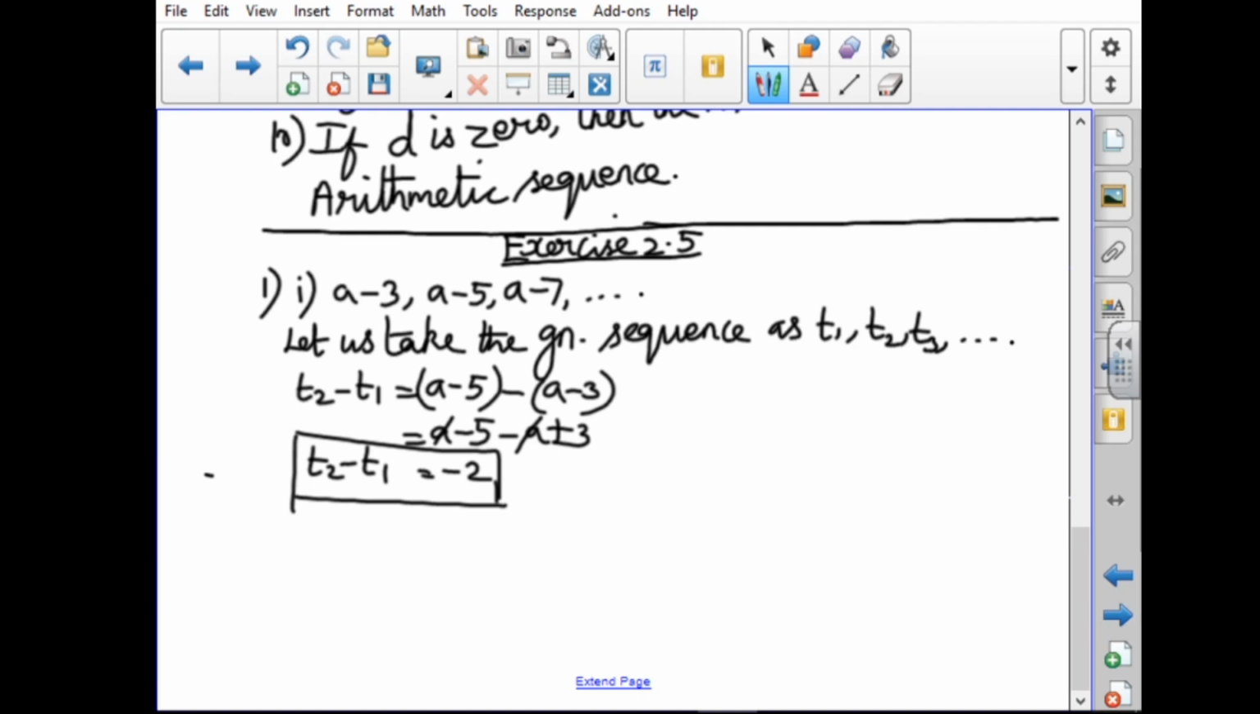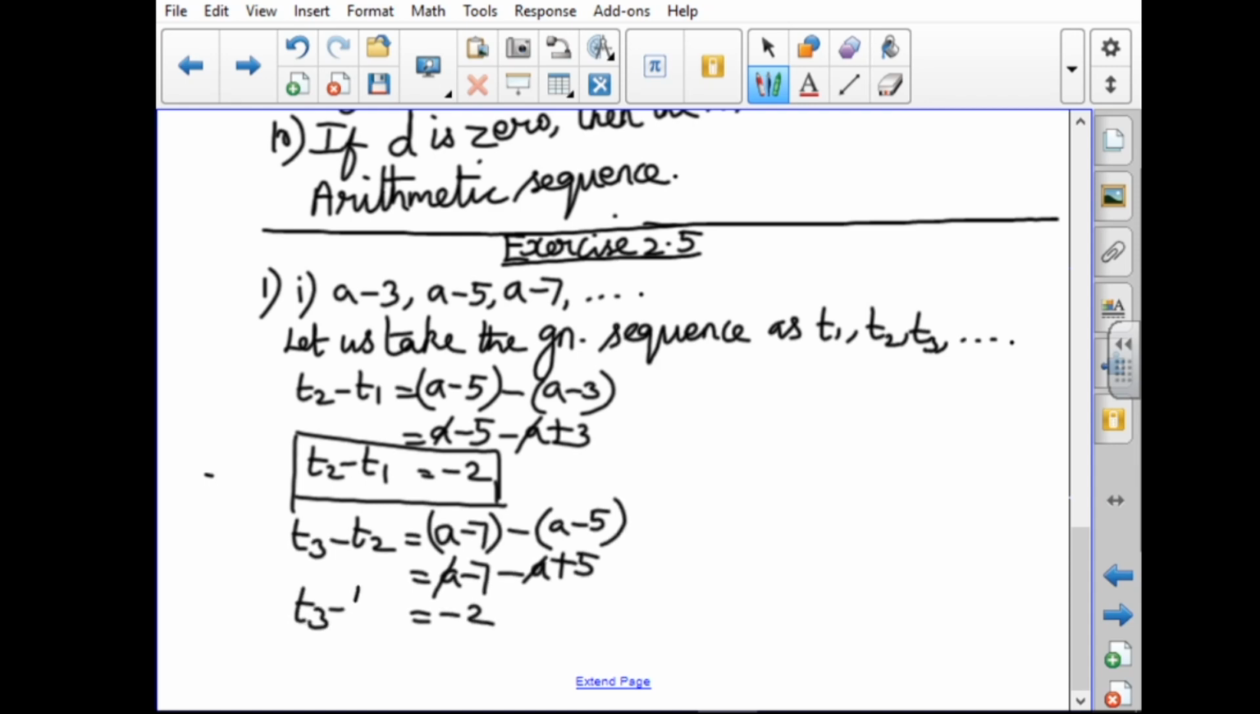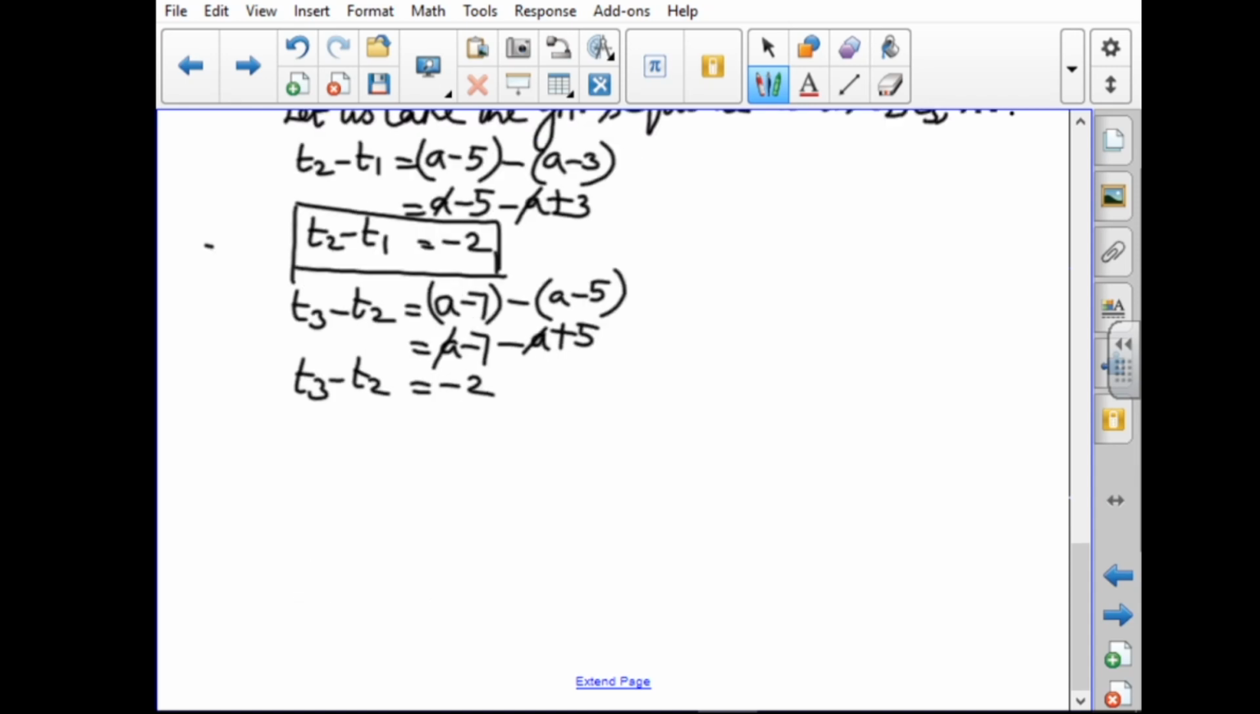Next, the third term is given. So T3 minus T2. That is A minus 7 minus A minus 5. Bring the minus sign inside the bracket. It is A minus 7 minus A plus 5. Plus A minus A get cancelled. The answer will be minus 2. So T3 minus T2 is equal to minus 2.